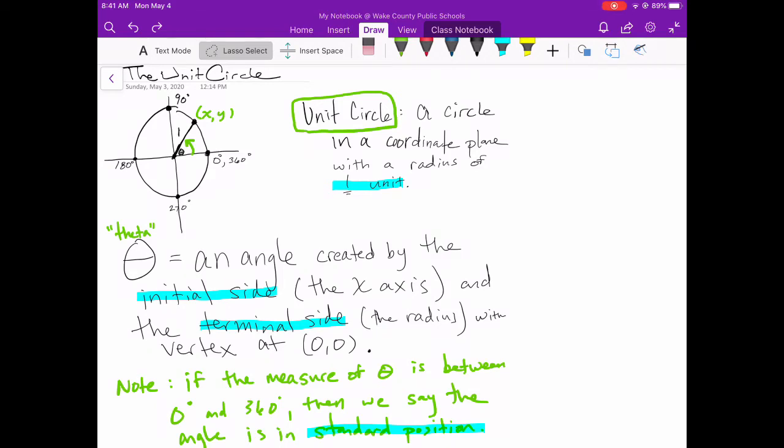Hello, this is a video on the unit circle. I'm going to do this in two parts. So this will be part one, where I'm going to introduce a lot of the vocabulary and talk about what a unit circle is and some of the details with unit circles.